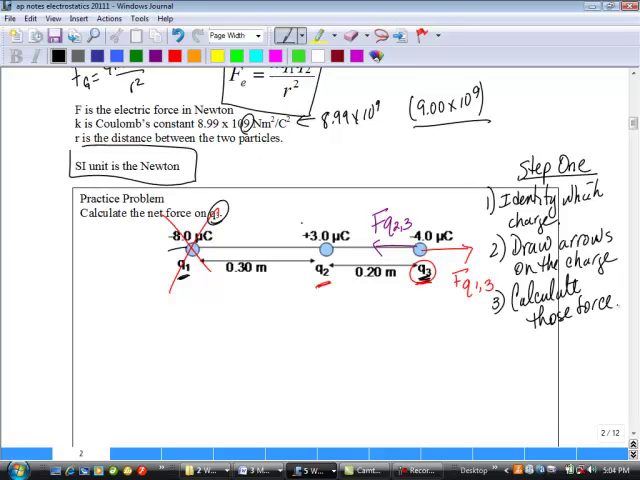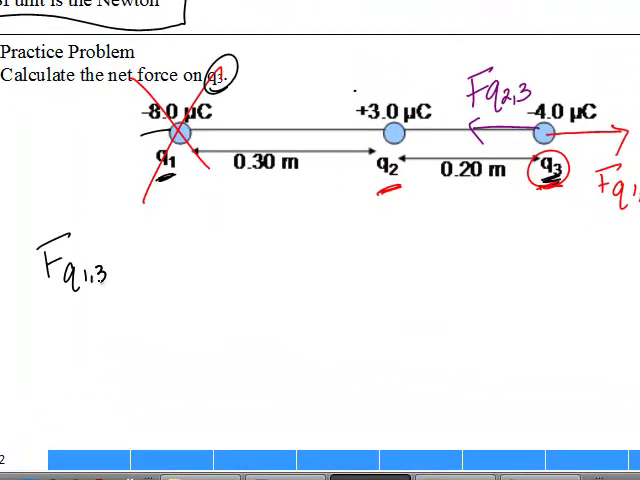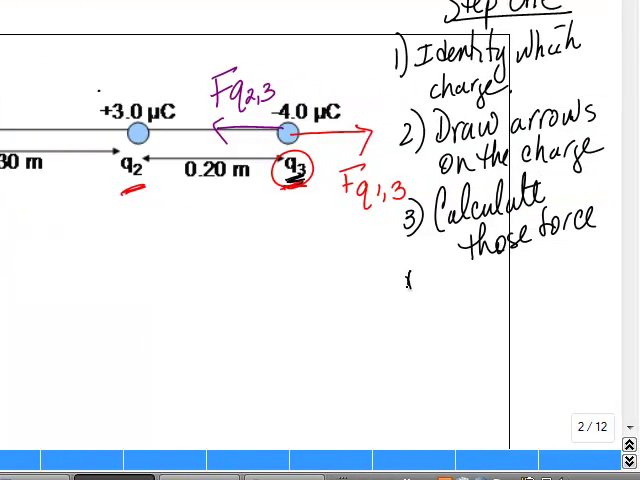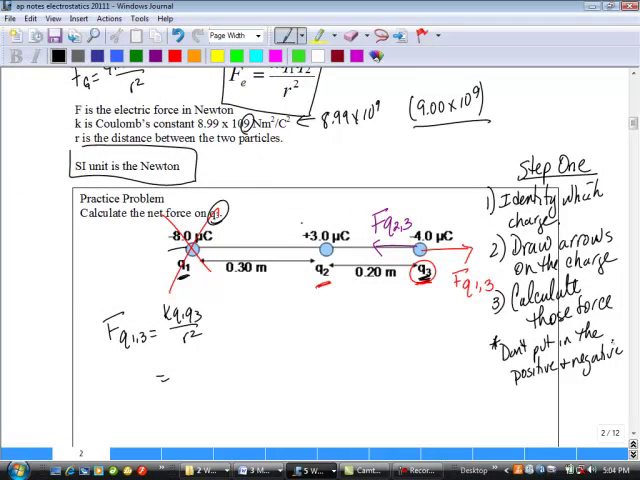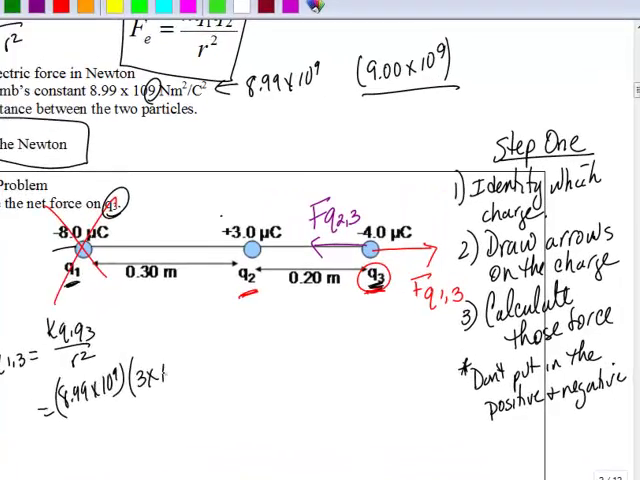As I calculate those forces, it becomes really simple because I know the formula. The force between Q1 and Q3 equals K Q1 Q3 over R squared. Don't forget to square that R. Remember, I'm going to put a little star in here: don't put in the positive and negative signs. Those signs basically tell us the direction, and they will screw us up. So we draw those arrows, which is step number 2, to determine the direction. When you're plugging into this equation, you are not going to put in the charges' signs. You're just going to simply do that.